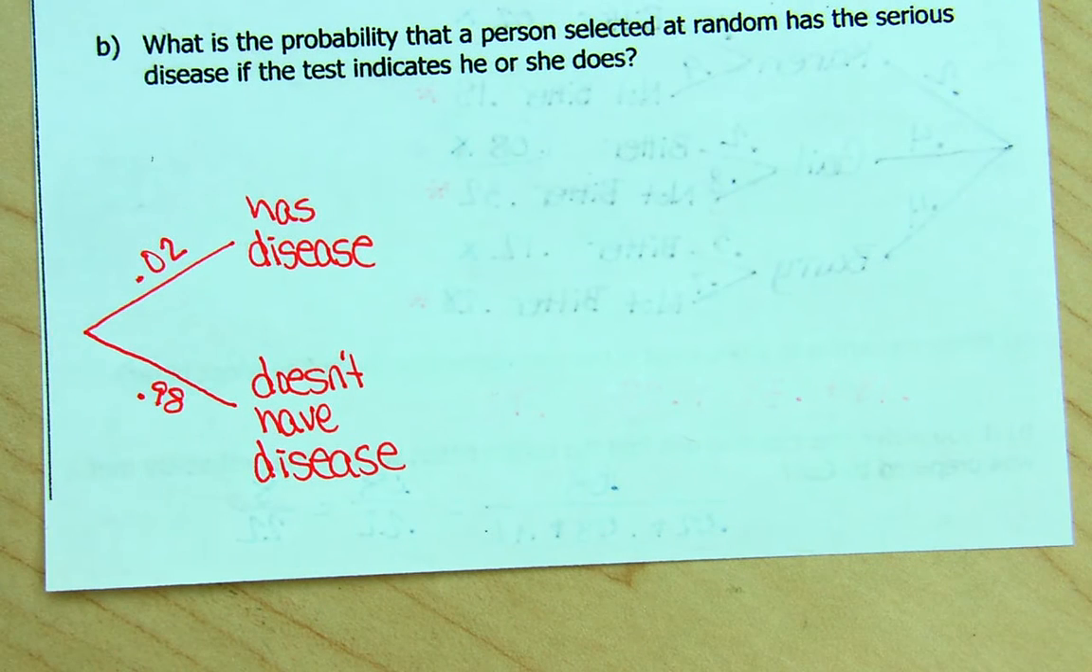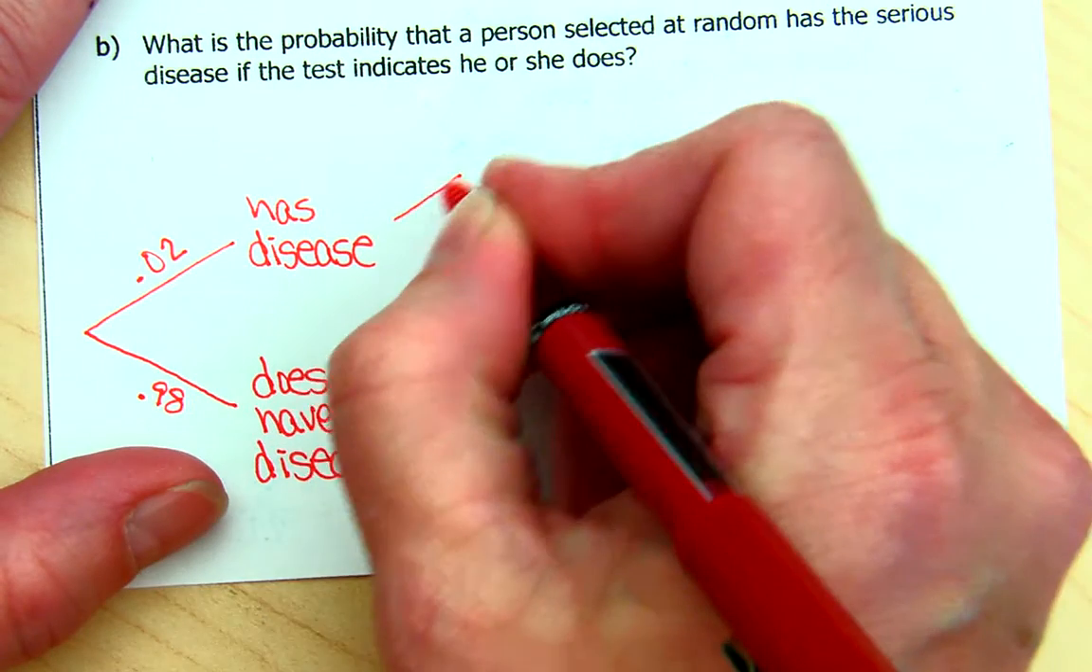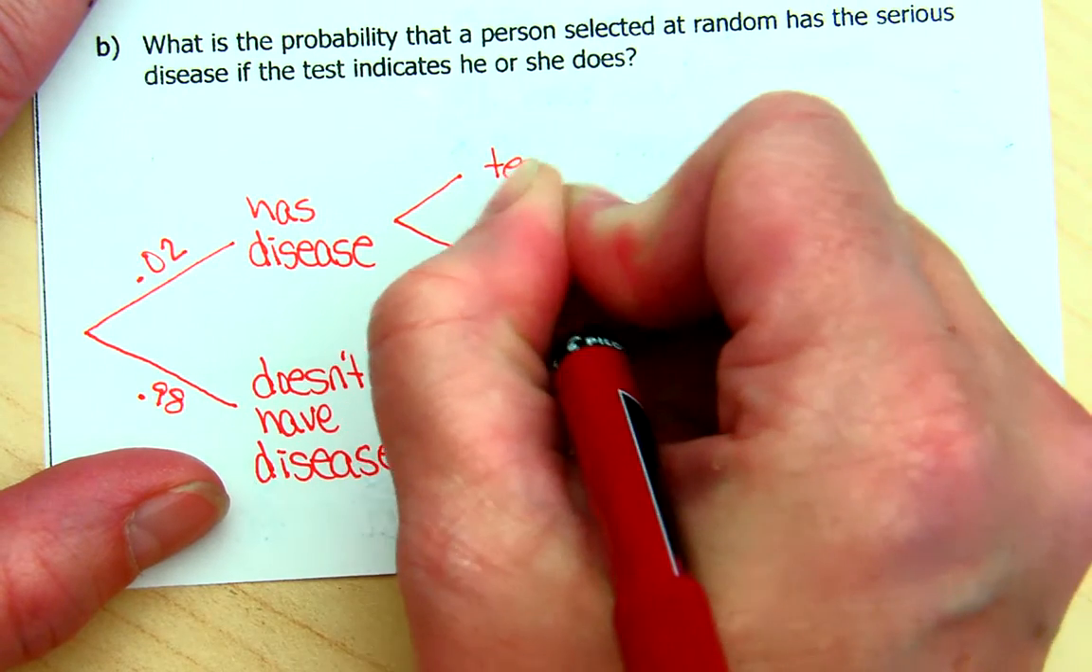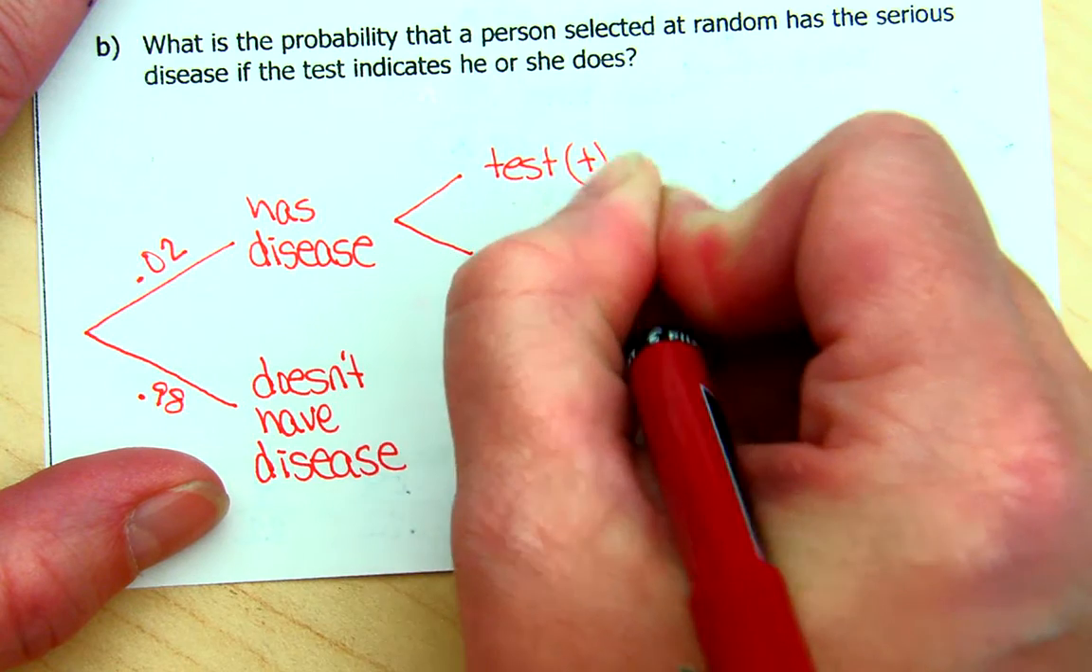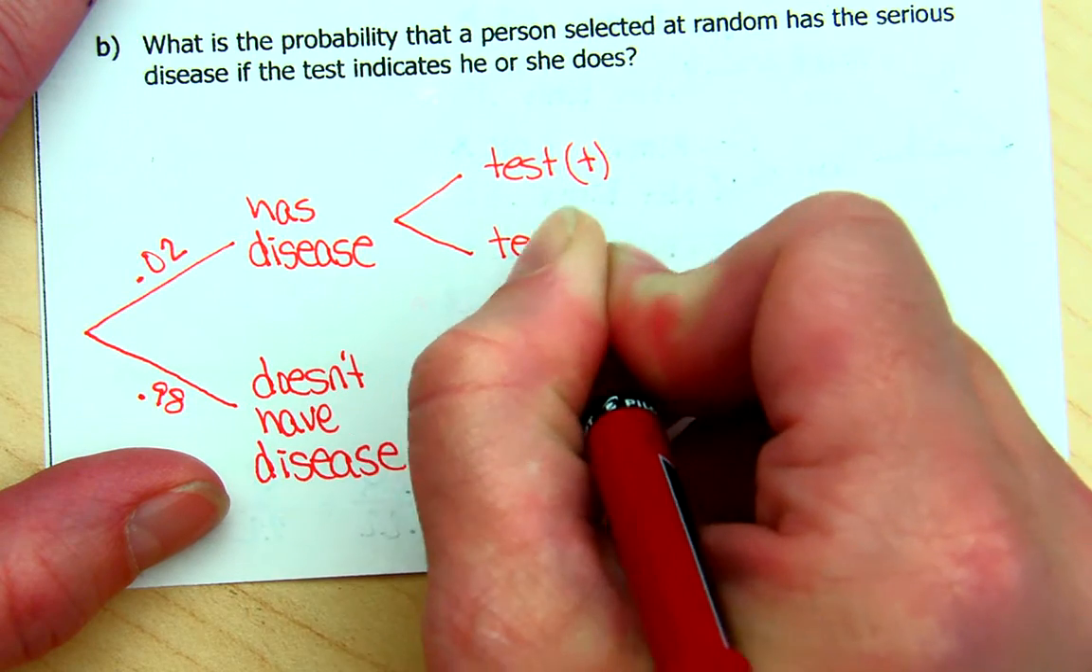So once we've got that division done, now we're going to do the diagnostic test. So the test either shows they're positive for the disease or it's negative for the disease. So for each one of these, we're going to have the test is positive or the test is negative.